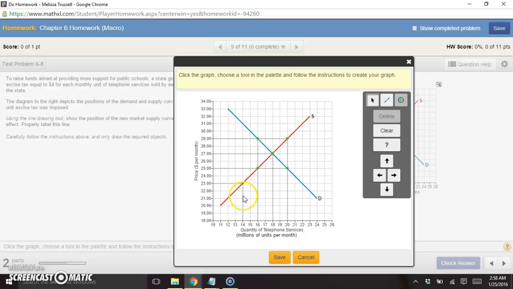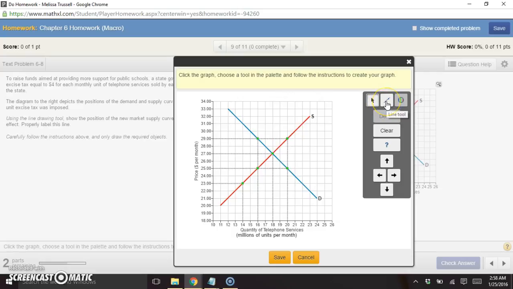So, for example, at a quantity of 14, we previously had a price of $23. With our tax, we're going to have 23 plus 4, or $27. Similarly, at each of the other quantities. So we can just go across the quantity axis. So say at a quantity of 20, prior to the tax, we had a price or cost of 29. So now we'll have 29 plus 4, or 33.